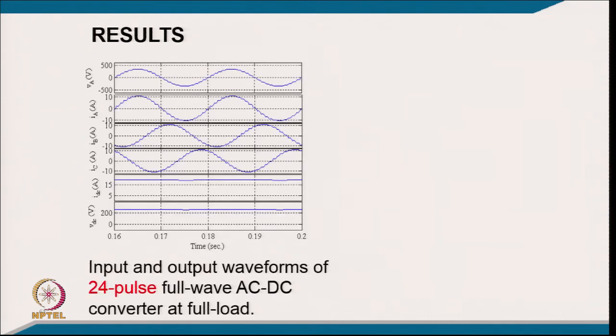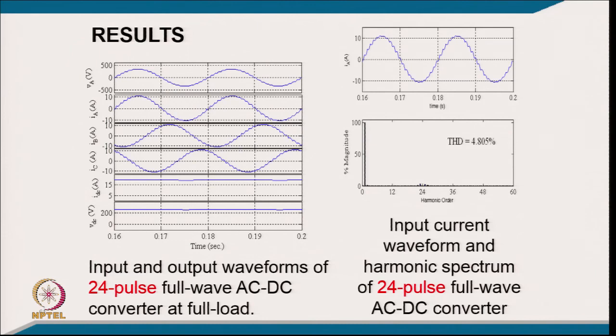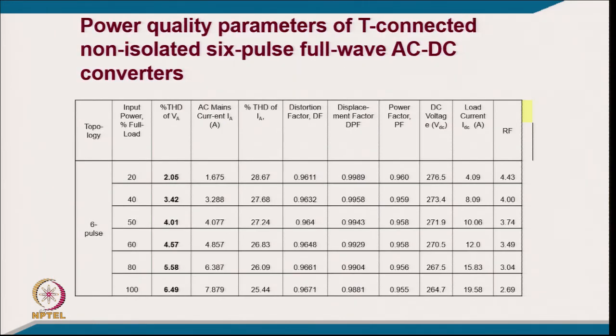And when you go for 24 pulse, you can see the current very close to the sine wave, and the THD is 4.8%, which is well within the IEEE 519 standard. By adjusting the leakage, you can further reduce the THD, maybe to less than 4.5%, on the order of 4%. So, these are the typical practical results; even in the non-isolated category, you may get good performance. And this is the typical performance for T connected converters of different pulse numbers with the load, showing how the THD of the voltage and the THD of the current vary.